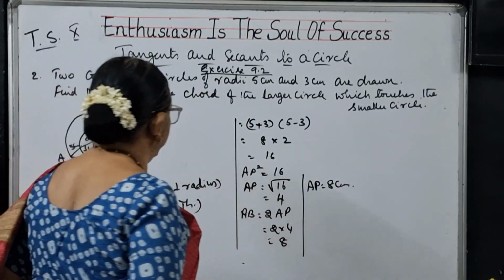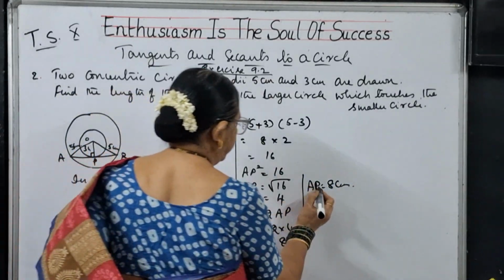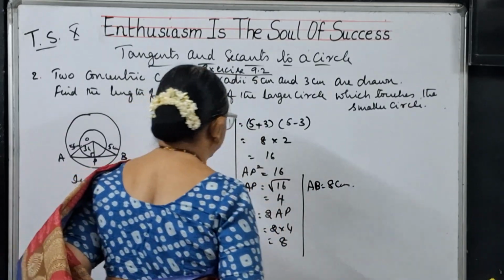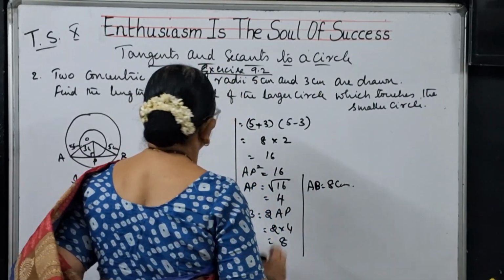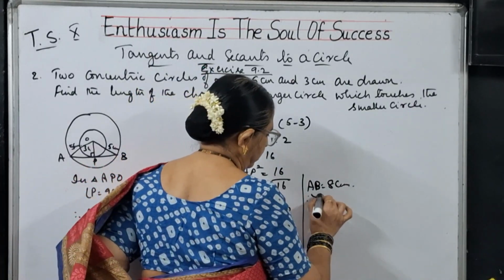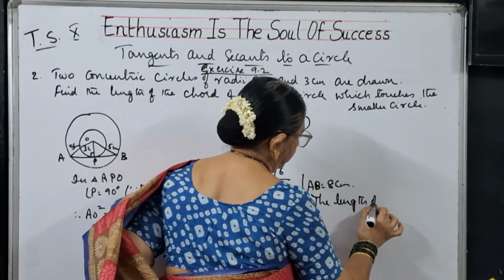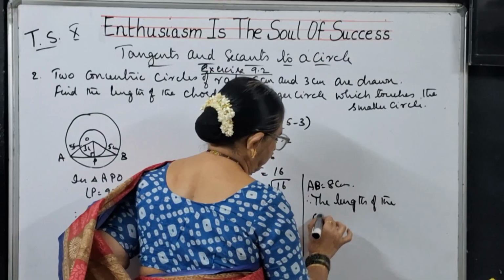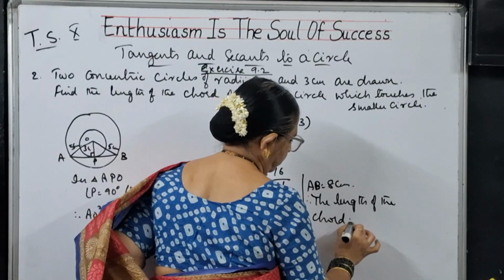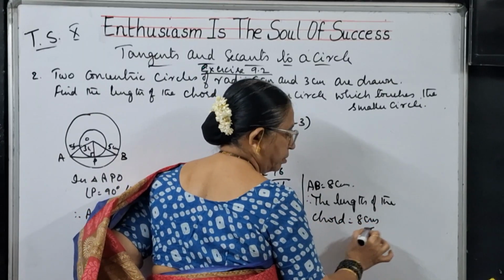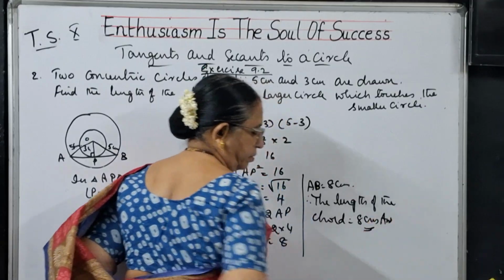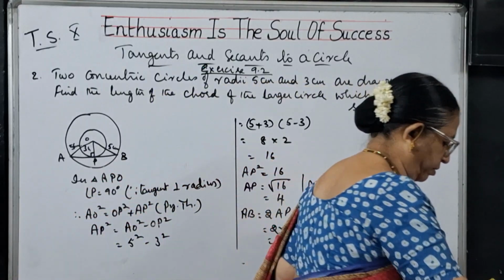So AB is equal to 8 centimeters, and AB is the length of the chord. Therefore, the length of the chord is equal to 8 centimeters. This is the answer, children. Please note it down.